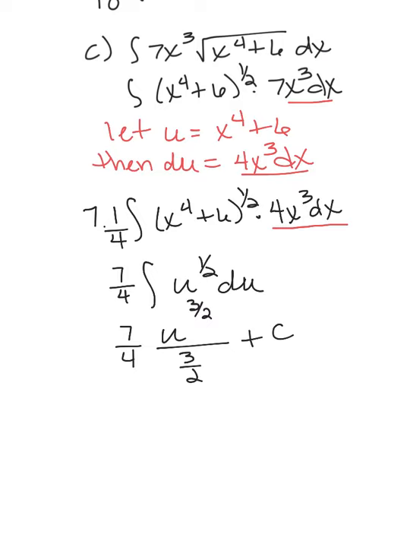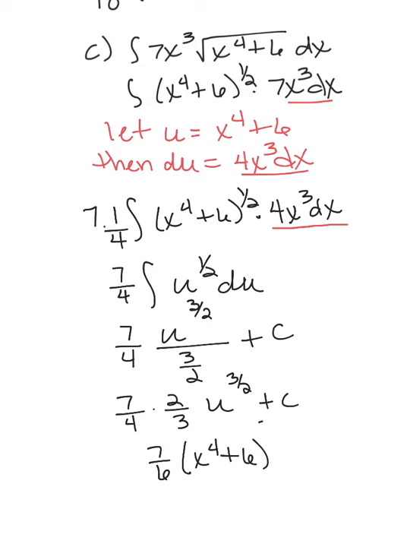Dividing by the fraction of 3/2 is the same thing as multiplying by the fraction of 2/3. U to the 3/2 plus c. Multiplying the 7/4 times 2/3 would give you 14/12, but that simplifies to be 7/6. Take out the u and replace it with what it was originally, x to the 4th plus 6, raised to the 3/2 plus c.